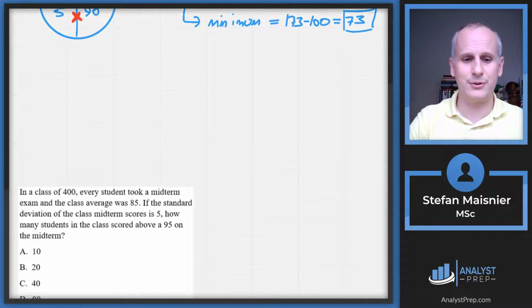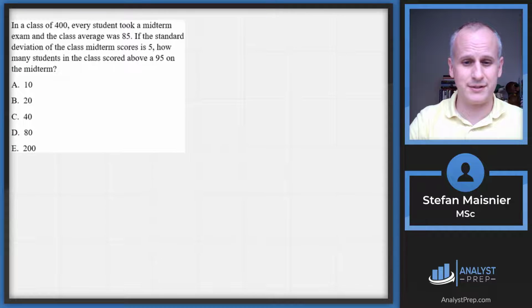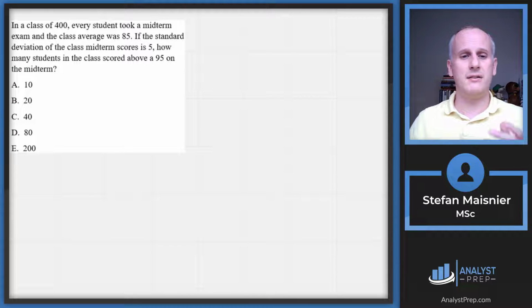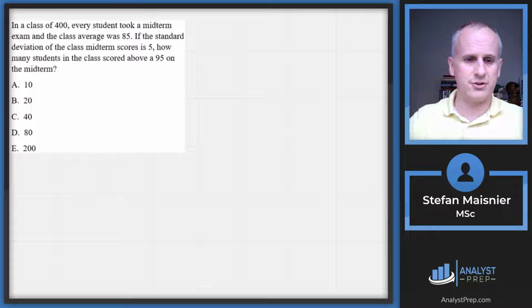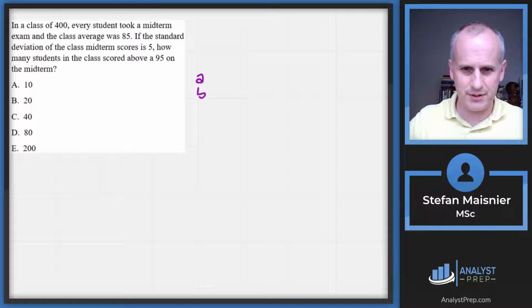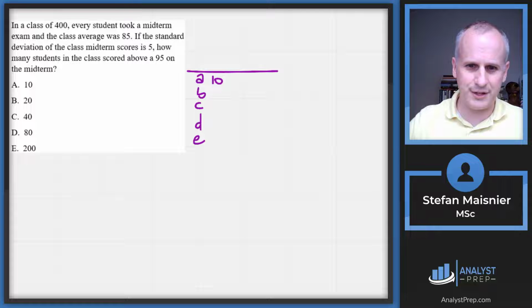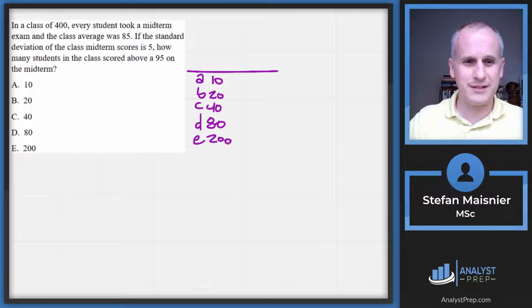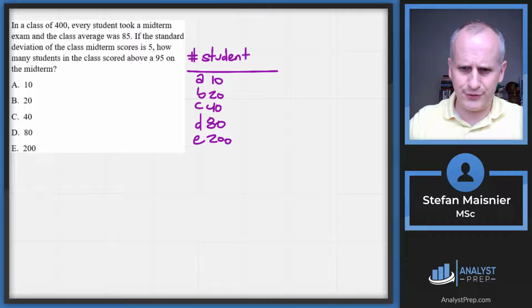So now let's scroll down and take a look at another descriptive statistics concept, standard deviation. Once again, we're going to set up the scratch pad the same way as always. So we've got A, B, C, D, E here. Answer choices are real numbers, so 10, 20, 40, 80, and 200. And we skip to the end. We're being asked for the number of students who score over a 95.